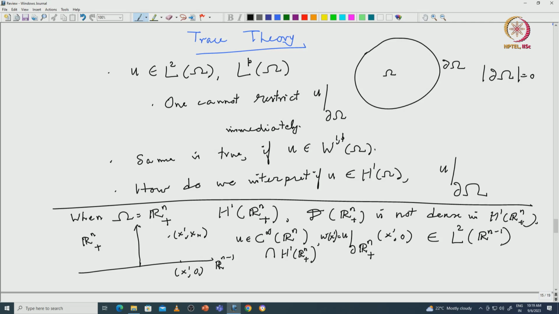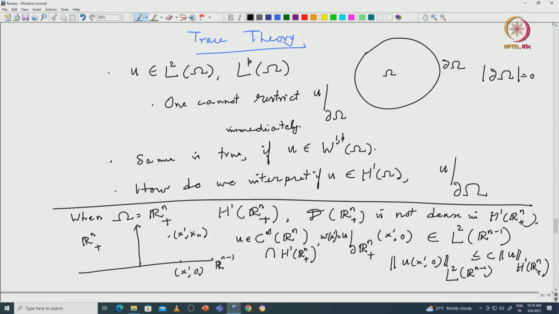So, the continuous functions restricted to that are in L2 of R n minus. You can do that. And you can have an estimate: the norm of u of x prime, 0 in L2 of R n minus is bounded by a constant times the norm of u in H1 of R n plus. You can do that. So, you have your continuity.